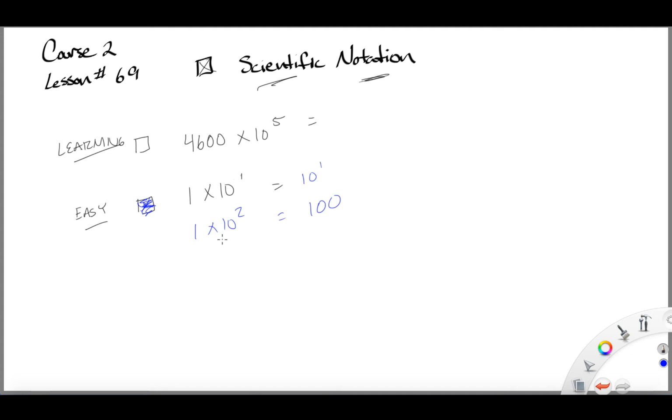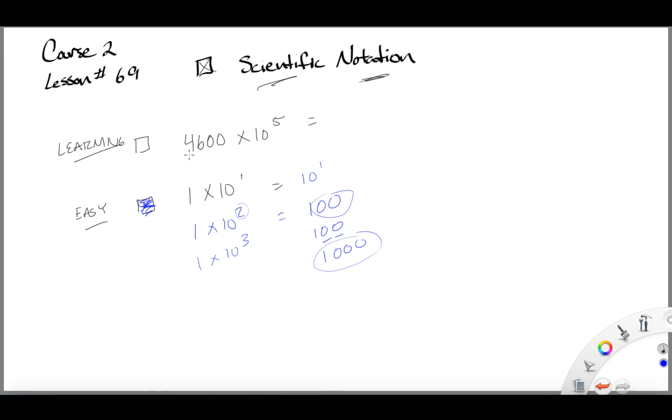Or you can think of it this way. There would be 2 zeros. So if I added 2 zeros, 1, 2, it's 100. If it's 1 times 10 to the third, there'd be 3 zeros, so I could just add my 3 zeros and I would know that that's worth 1,000.